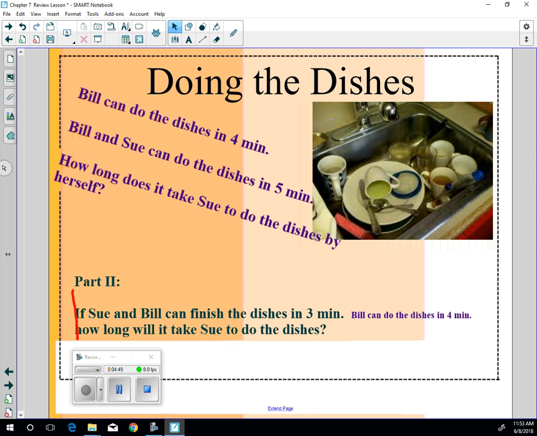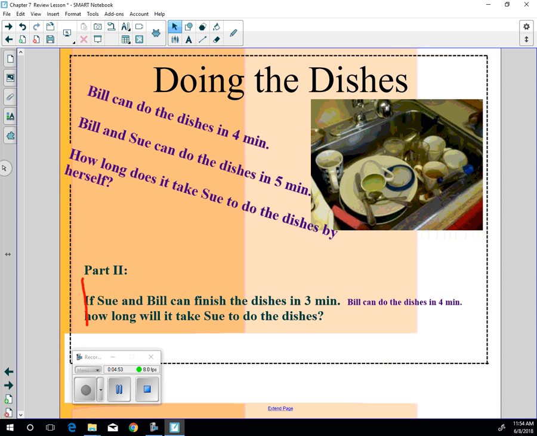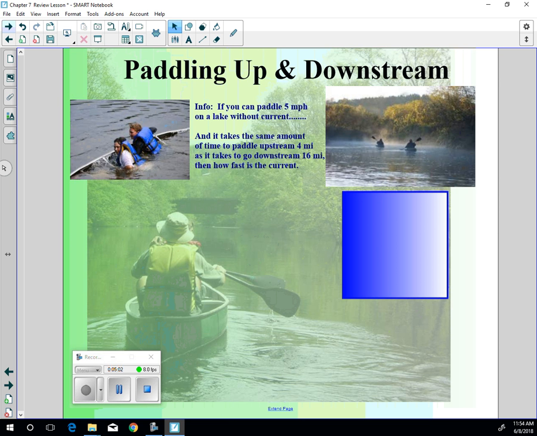I did expand it. If Sue and Bill can finish in 3 minutes, can you figure it out? Okay. Then I think the answer is there. Here's a paddle problem. I'll let you think about this one.